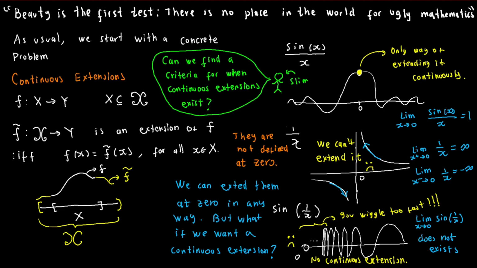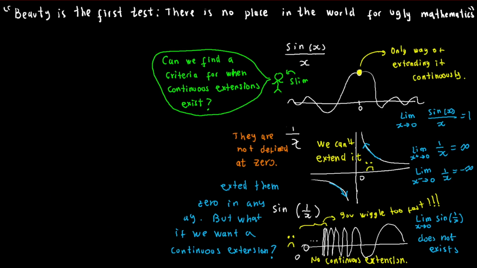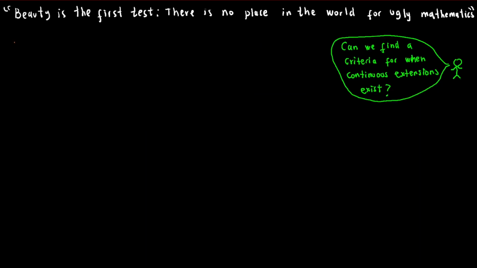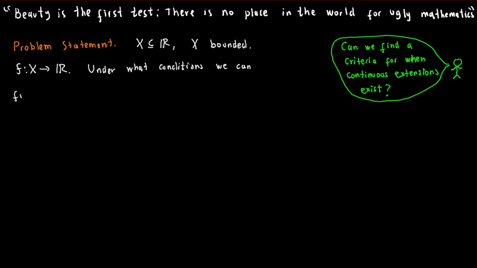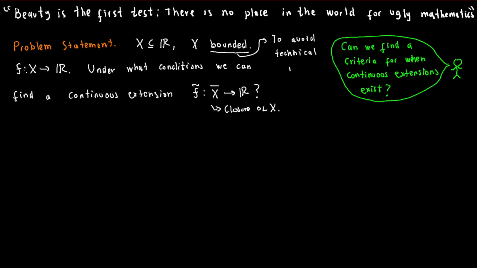But before we can tackle this question, we need to clarify it as much as possible. So let's start with the simplest version that will still yield some juicy insights. Suppose we have a continuous real-valued function f defined on a bounded subset X of the real line. Can we always find a continuous extension of f over the closure of X? We focus on bounded sets to avoid the complications that arise when the independent variable grows to infinity.